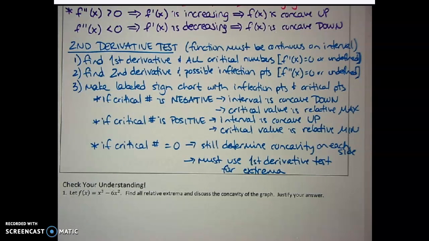If when you plug the critical number in you get 0, that means that your critical number is also a possible inflection point. You can still use this to determine the concavity on each side of that value, but you would have to use the first derivative test to determine any extrema.